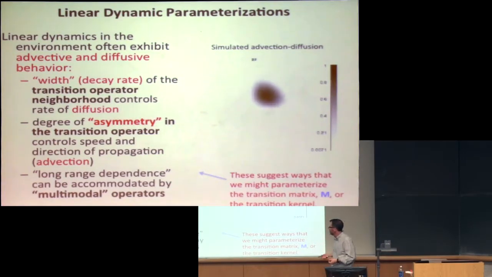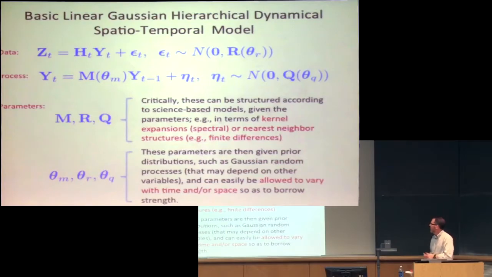Well, the first two of those things are easily accommodated by recognizing that the width of the transition operator controls the diffusion, and the asymmetry of that transition operator controls the speed of propagation. So if I can parameterize my transition operator in terms of these two notions, the width of the operator at any given location and its asymmetry, then I can model this kind of behavior. Okay. I can also do more complicated things if I'm willing to have multimodal operators. So that's pretty cool. So how would I do that?